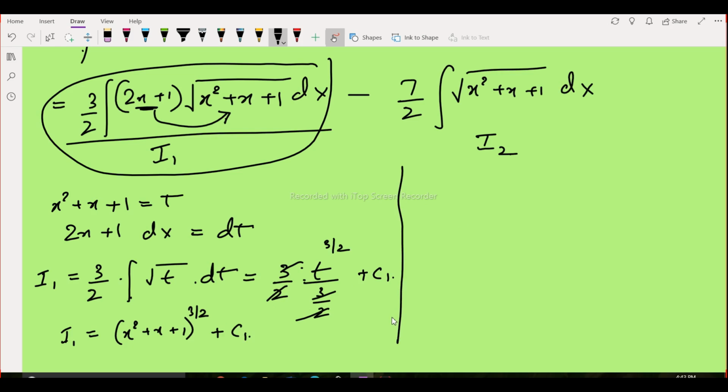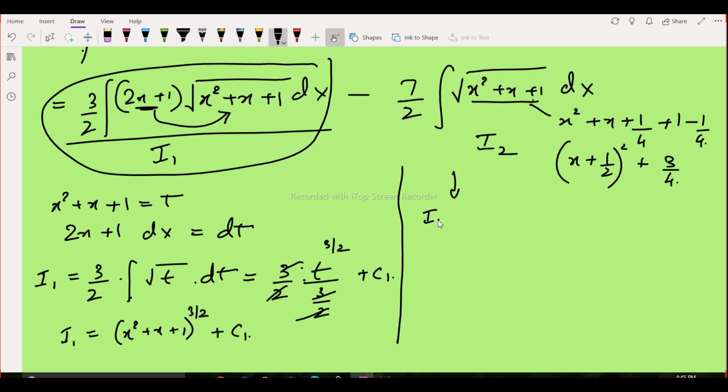Now we have to take care of I2. For I2, what I'll do is convert this into a perfect square, right? So we know how to make a perfect square. We have x square, the coefficient of x is 1, so you divide by 2. So it will become 1 by 2, and you square it, so it will become 1 by 4. So x square plus x plus 1 by 4 plus 1 minus 1 by 4, right? So this will be actually x plus 1 by 2 the whole square plus 3 by 4, right? So now we have made this a perfect square.